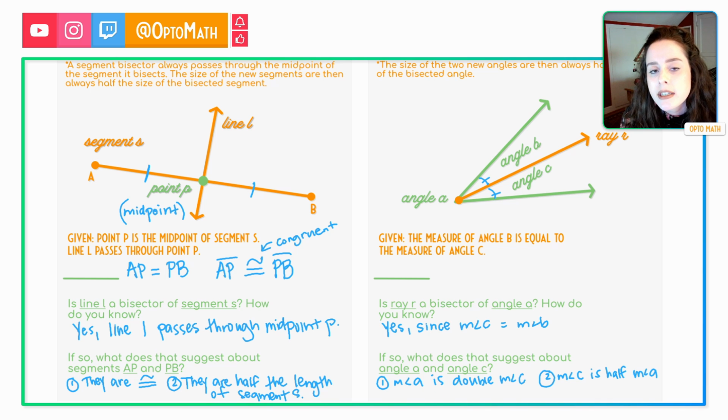Let's also write both of these statements in an equation form. So the measure of angle A is, that'd be our equal sign, double, so 2 times the measure of angle C. Another way to write this statement is the measure of angle C equals 1/2 the measure of angle A. So that's the relationship. This angle C, it's half of A, and A is double.